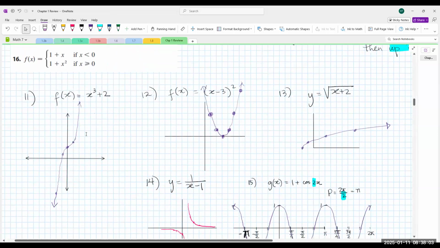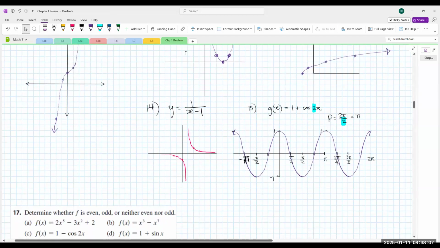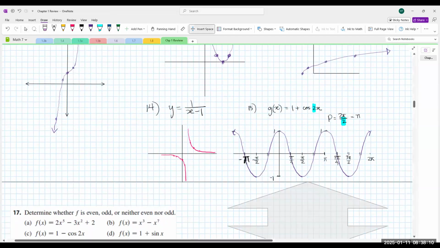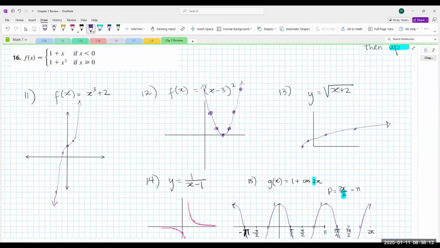Number 16 is a piecewise defined function. I don't have space. It's a piecewise defined function. Let me copy the function here. Number 16, f(x) is 1 plus x if x is negative, 1 plus x squared if x is non-negative.